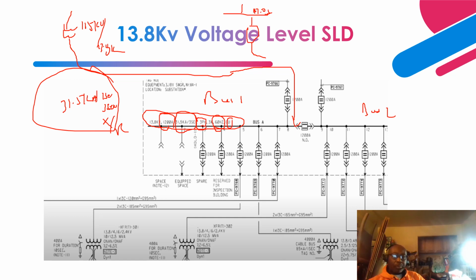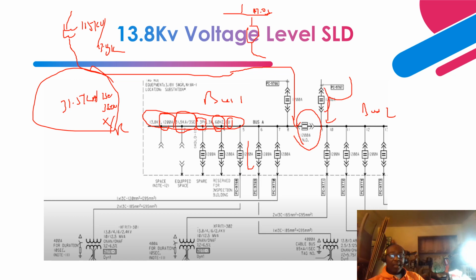Okay, so this is the tiebreaker, and normally open, right? The only time you have to close the tiebreaker is, let's say you want to perform maintenance on one bus, right? Or there's a fault on one bus and you need to provide power to all these loads, right? From either source.